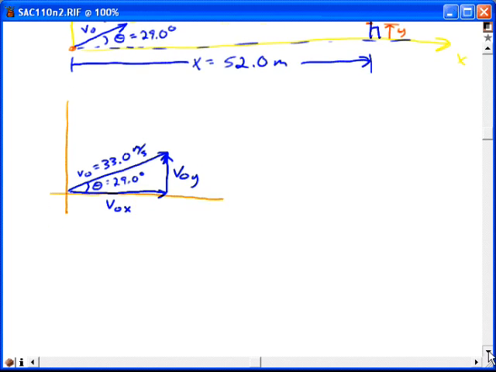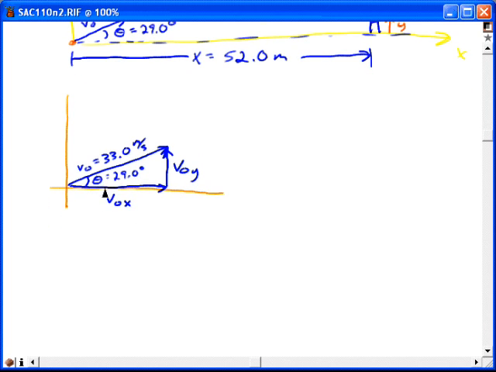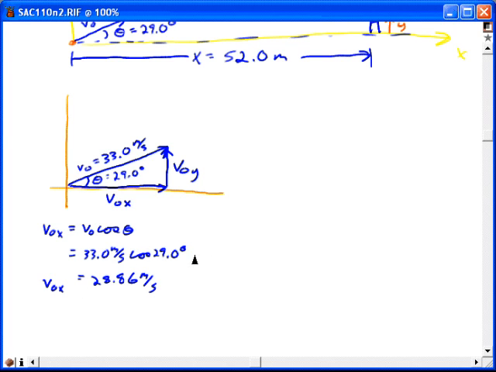Let's see, v0x divided by v0 would be the cosine of theta. So v0x, multiplying both sides by v0, is just v0 cosine of theta. So that's 33.0 meters per second times the cosine of 29.0 degrees, or v0x is 28.86 meters per second. I am going to keep an extra sig fig in my intermediate result here, but I'll round off the final answer to 3 sig figs. Everything was given to 3 sig figs.